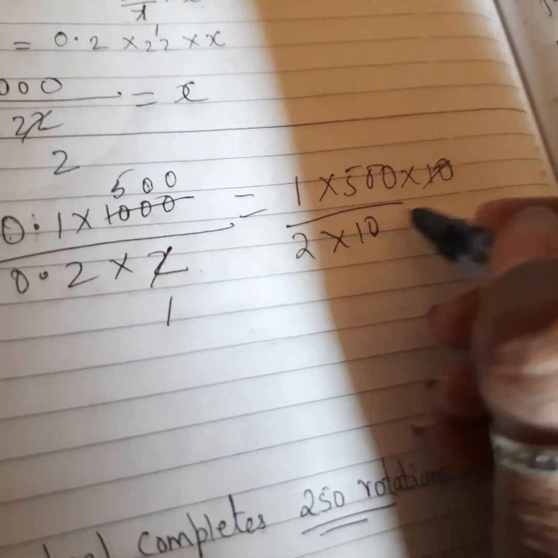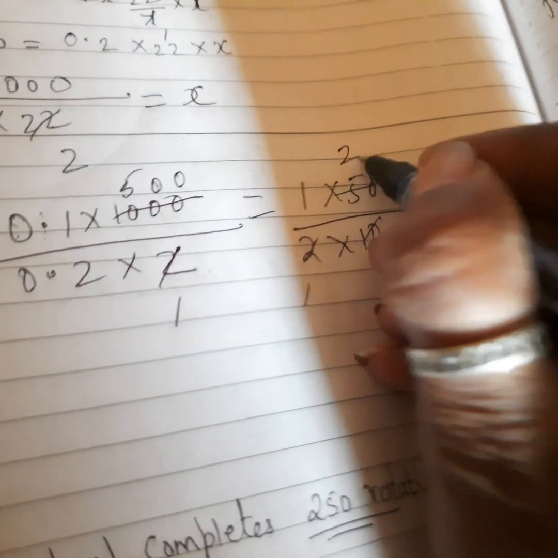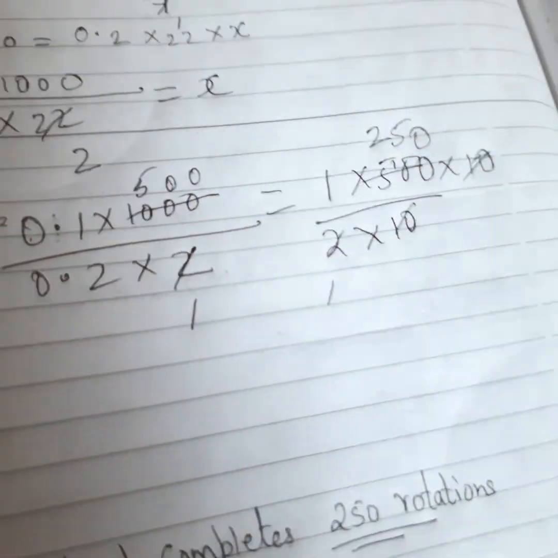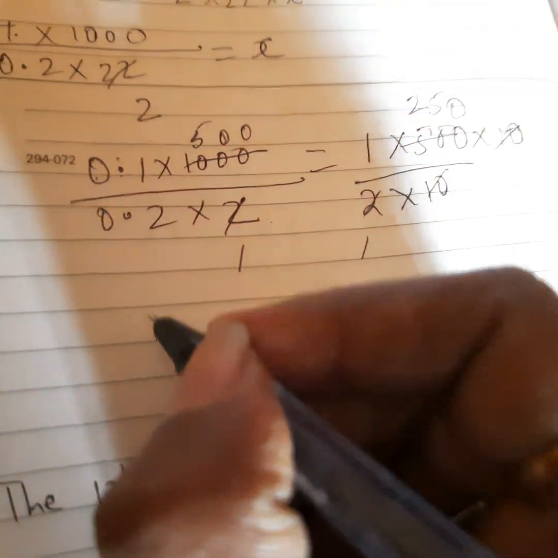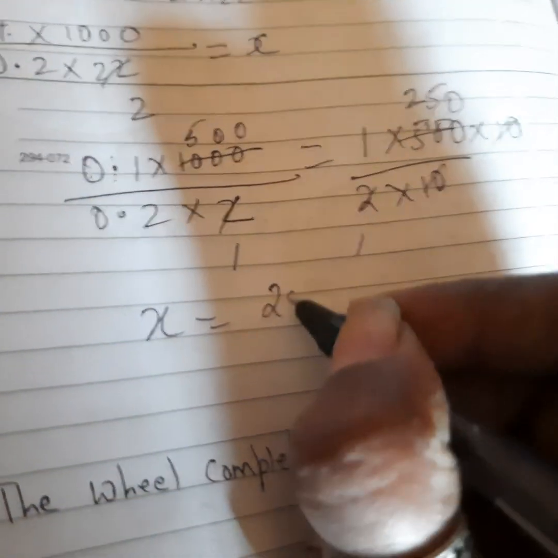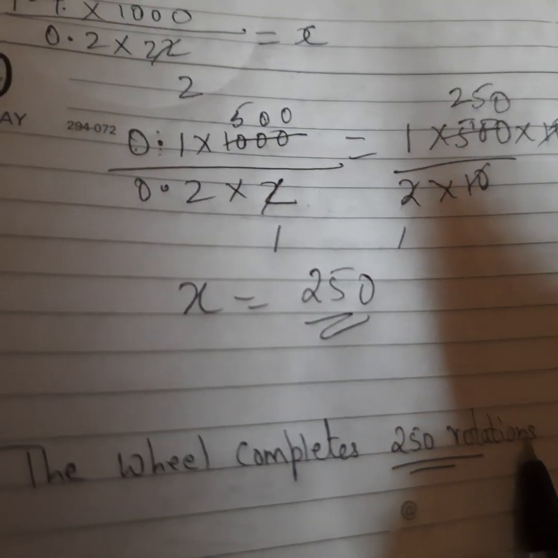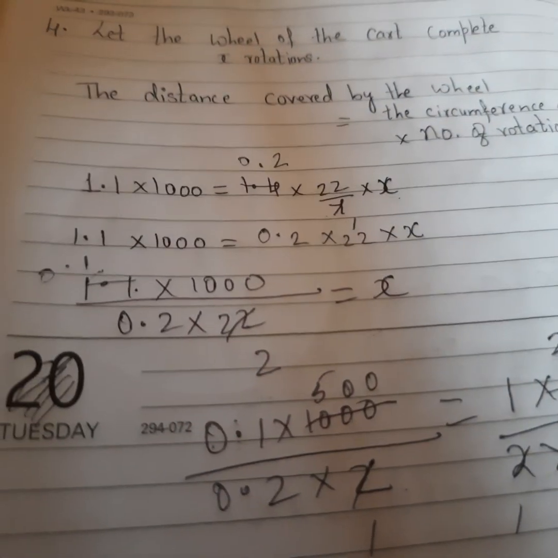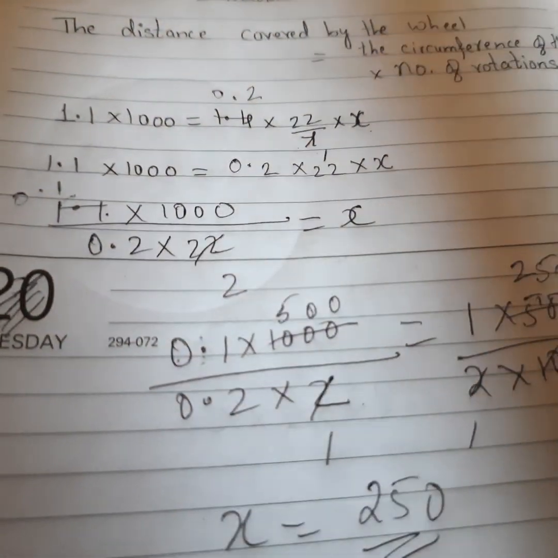So this 10 will get cancelled, and here 2 2s are 4, 1 carried here, 2 5s are 10, 2 zeros are 0. So what is the answer? 250. Okay. So I am getting x is equal to 250. That means the wheel completes 250 rotations. I hope now this sum will be very clear for you with the second explanation.